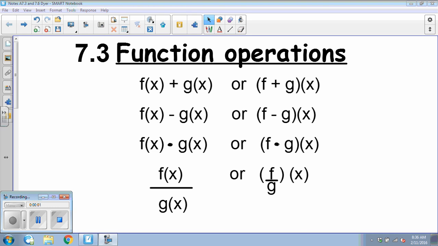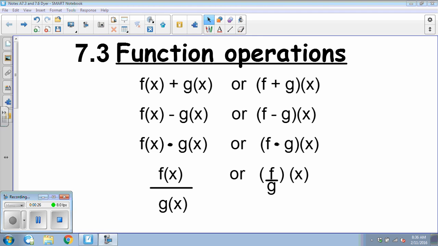We'll be performing mathematical operations with two different functions. Okay? The first thing I want you to do is get familiar with the notation, because knowing what they want you to do is half the battle. So this is f of x plus g of x. They obviously want you to add those two functions.